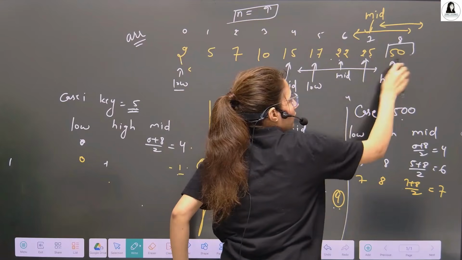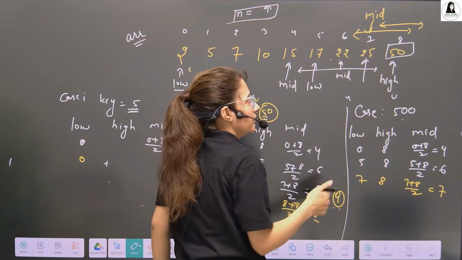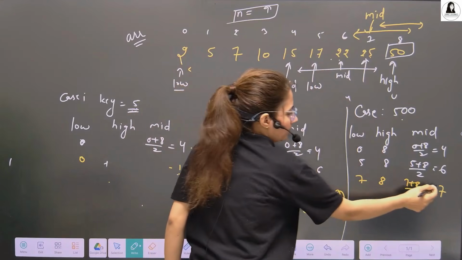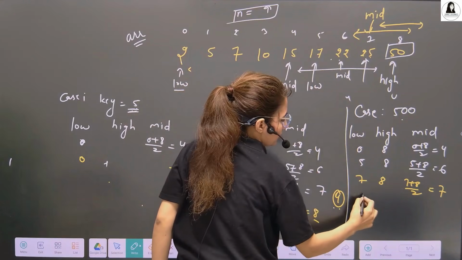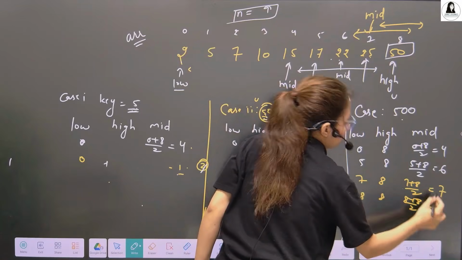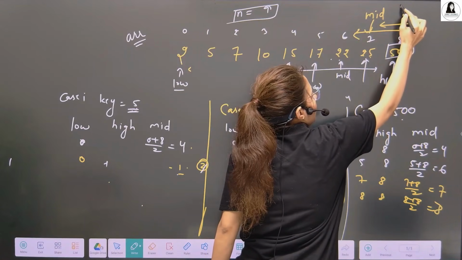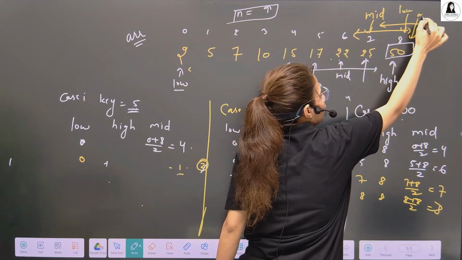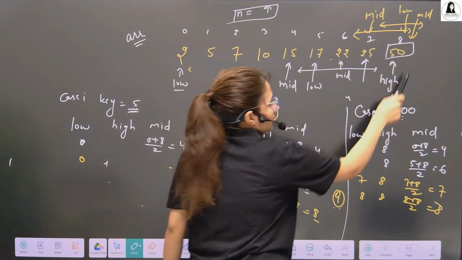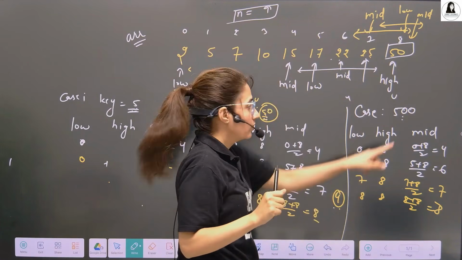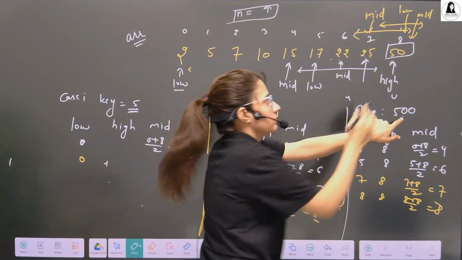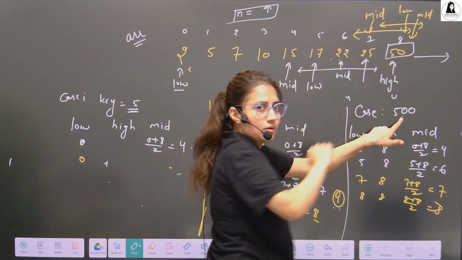But we now have a search space of only one element. Still we have to go to the right, so you have to modify your low. Low becomes mid plus 1, that is 7 plus 1, that is 8. High is also 8. 8 plus 8 divided by 2. Mid is also here. So right now, low is here, mid is also here, and high is also here, because we have only one element. Now see, is this equal to this? No. Is this greater than mid? Yes. Means it will definitely be to the right side.